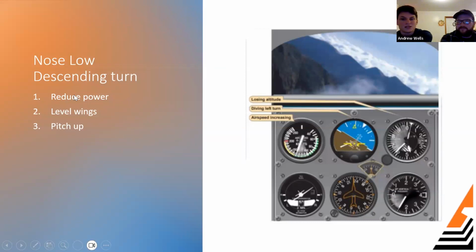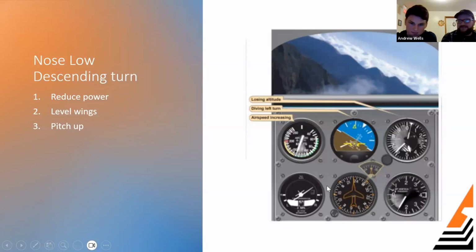So this is mainly the things that will throw you into, right? The nose low descending turn. We'll also talk about the nose high climbing turn after this. But you can see your instruments indicating you're in a descending turn. So the airspeed's gaining, right? Because you're losing altitude. The attitude indicator is in the bank and you're losing altitude. Turn coordinator, the heading indicator turning, vertical speed indicating a descent.